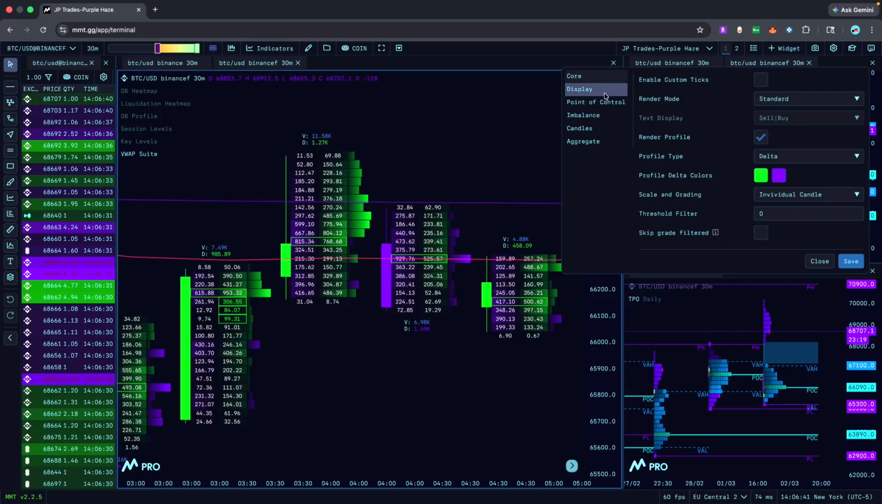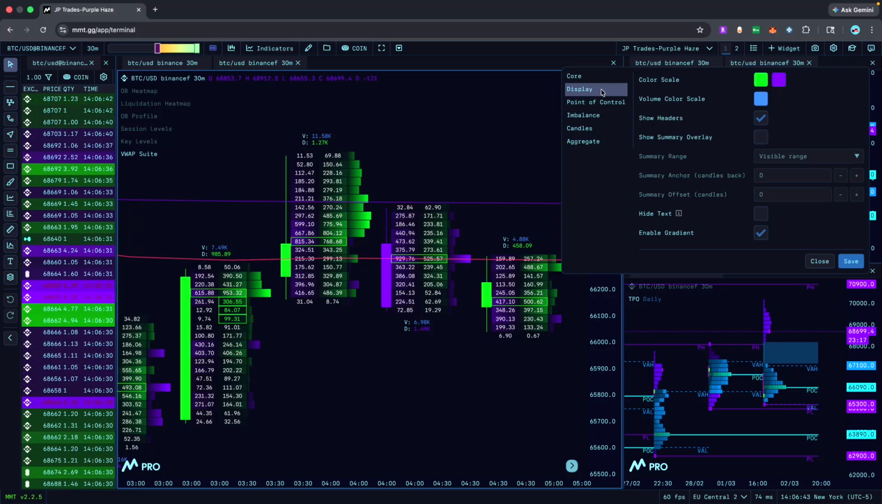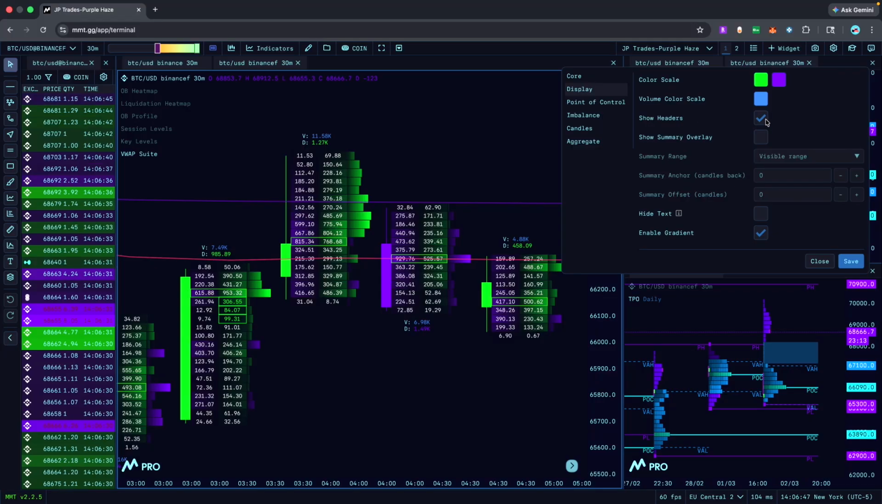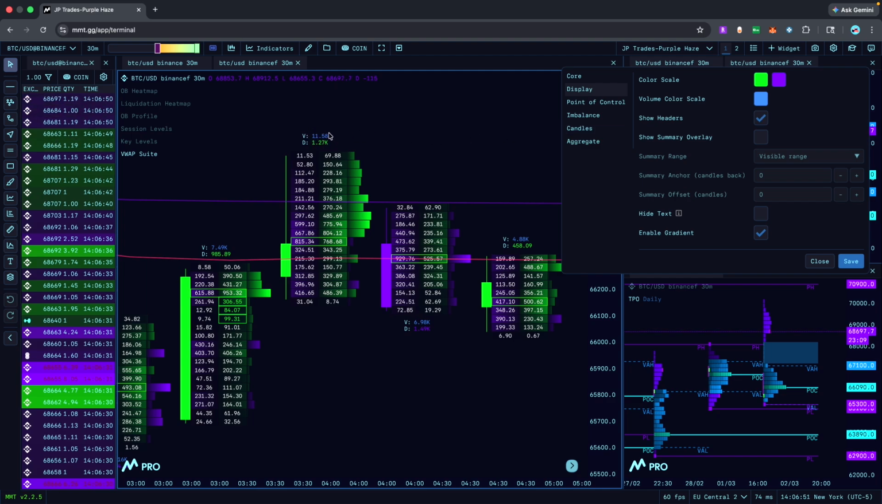Now let's move to the display tab and enable headers here. This gives us a header text on each candle that tells us the total volume and the delta of that candle. We also enable the gradient down here for a visual gradient of this on the candle.